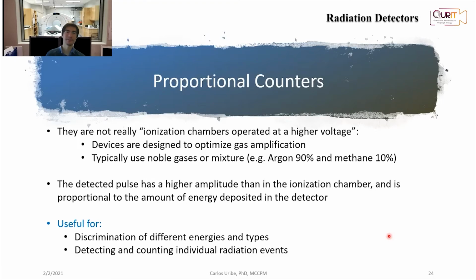So it's very useful if you want to discriminate different energies and types, because you bring your detector and you have a height of your pulse. When you have a small amplitude pulse, that energy is low; you get a higher amplitude pulse if your energy is higher. So you are able to distinguish more or less when you have low energy radiation and when you have high energy radiation. It's also useful to detect and just count individual radiation events.